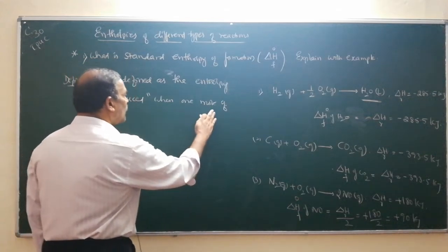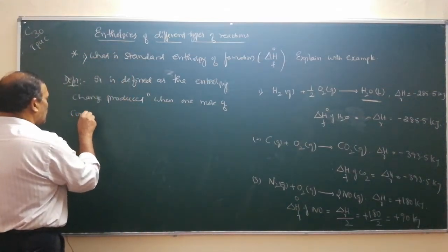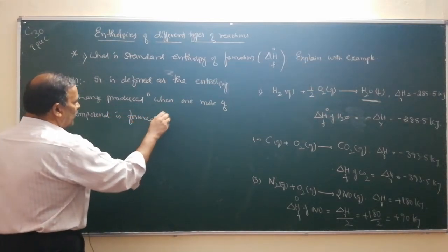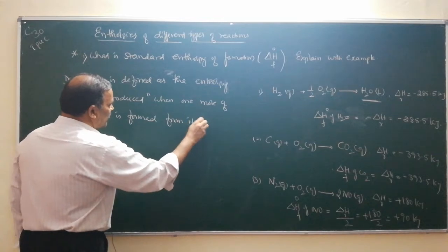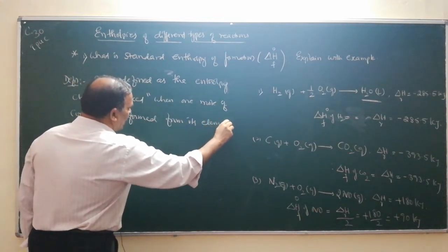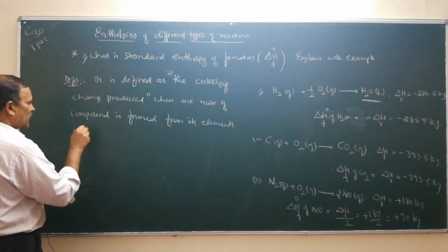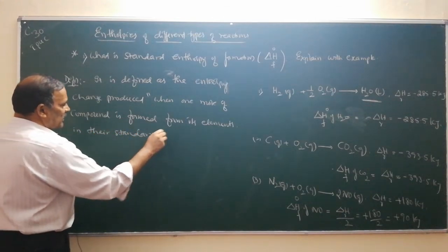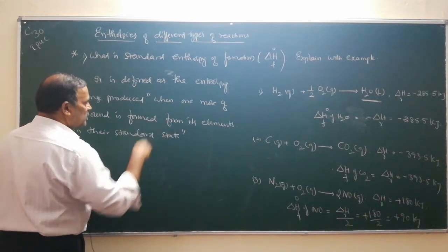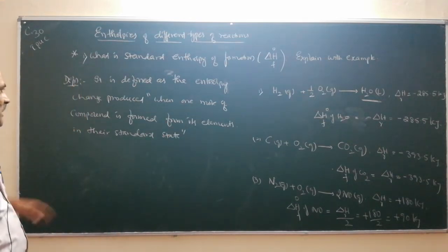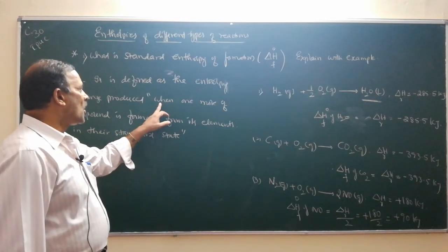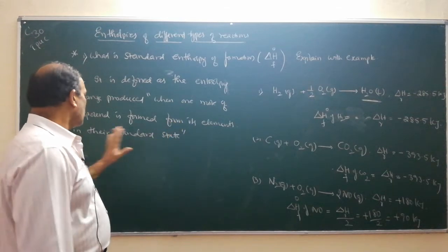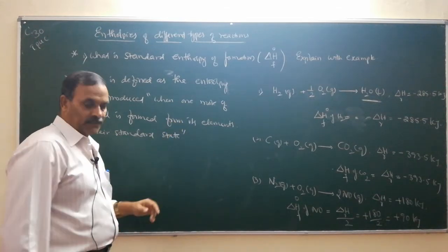When 1 mole of compound is formed from its elements in their standard state. This is very simple. It is defined as the enthalpy change produced when 1 mole of compound is formed from its elements in their standard state.